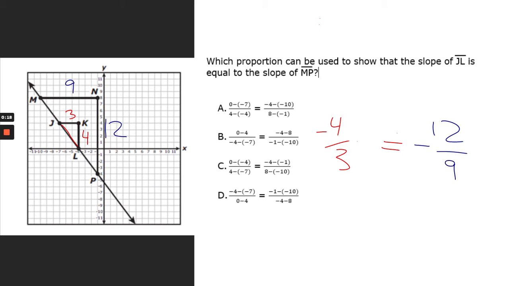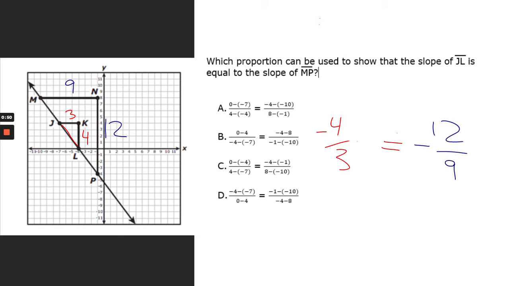Even though JL is a longer segment than MP, we're not talking about how long they are. We're talking about the slope, which is the ratio of rise to run, or change in Y over change in X. Okay, so let's look at it. The slope of the red, JL, is negative 4/3. The slope of the blue line, MP, is negative 12 over 9. So those simplify to the same thing, so that's great.